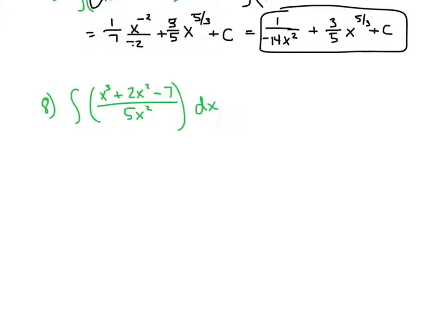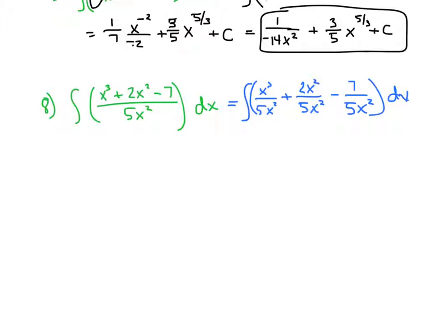Okay, last one of this type. Let's go ahead and again rewrite it. So I'm going to say the integral of, again, I have that polynomial divided by a monomial, so I'm going to divide that 5x squared into each of these terms. So I'm going to have x to the 3rd over 5x squared plus 2x squared over 5x squared minus 7 over 5x squared. And that's all dx.